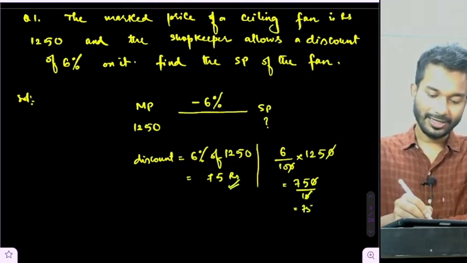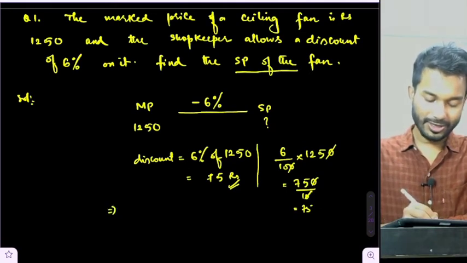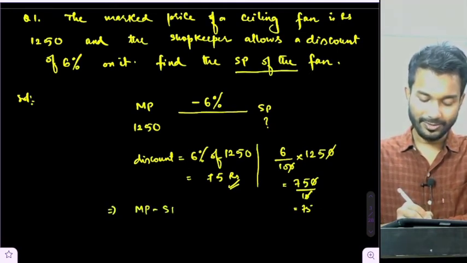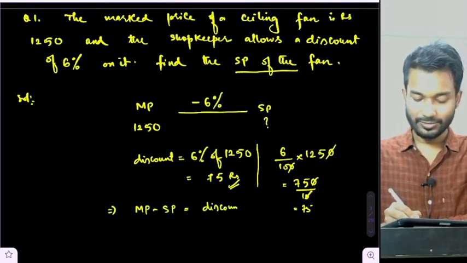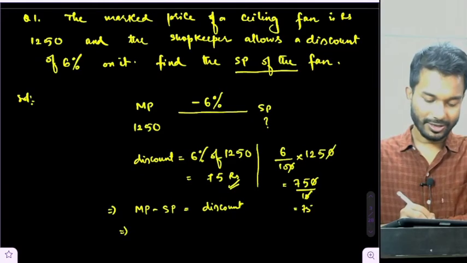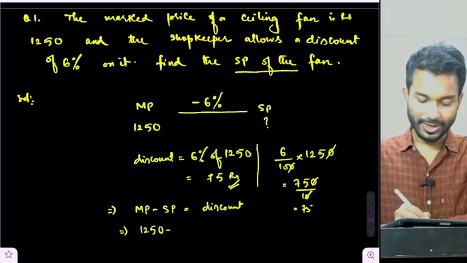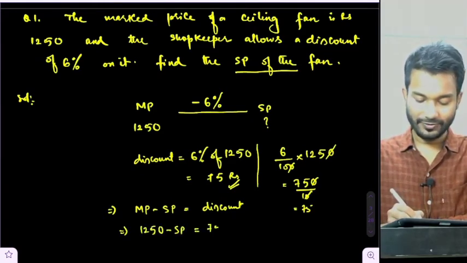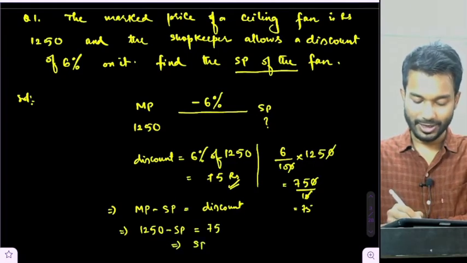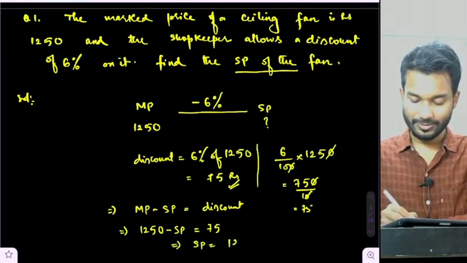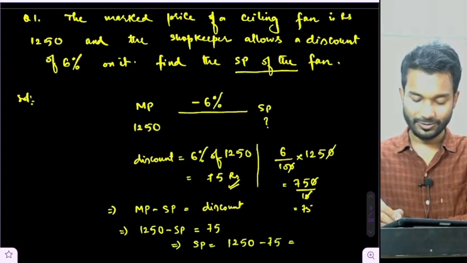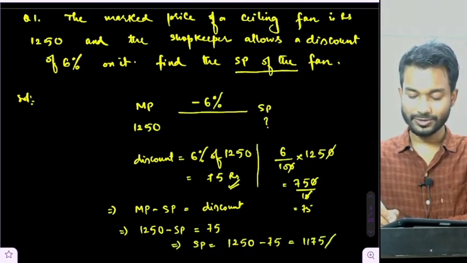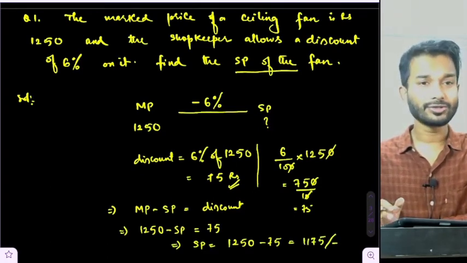They are asking what is the selling price of the fan. Now discount means what? Mark price minus selling price, and that is equal to the discount. Mark price is given as 1250. Selling price we do not know. Discount is 75 rupees. So from here our selling price will be 1250 minus 75. So minus 50 will be 1200. So we'll get 1175 rupees. This will be the answer. I hope you have understood the problem.